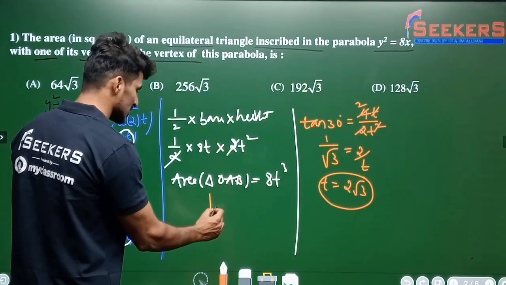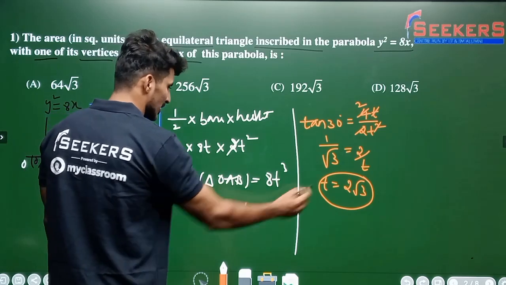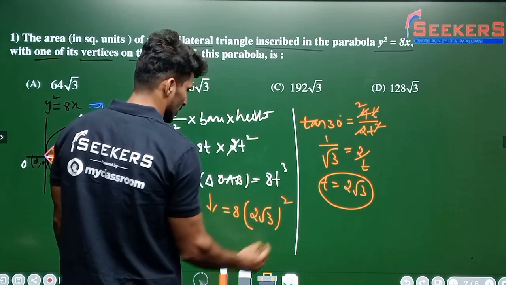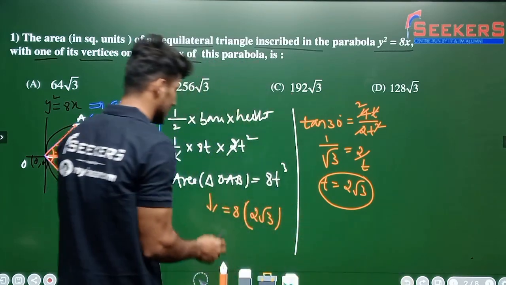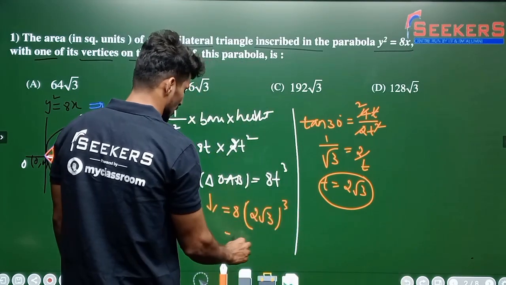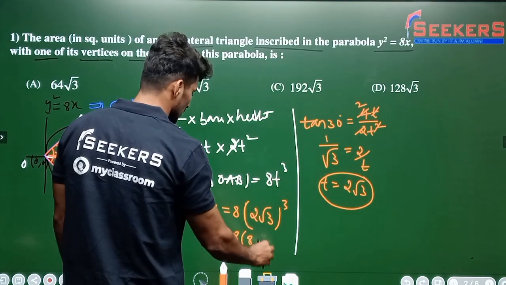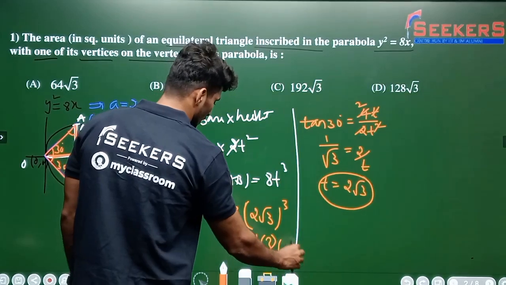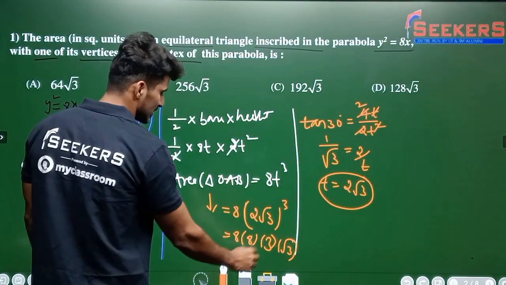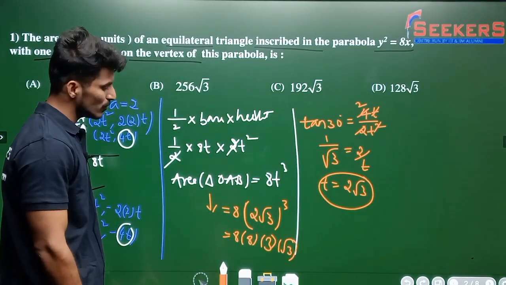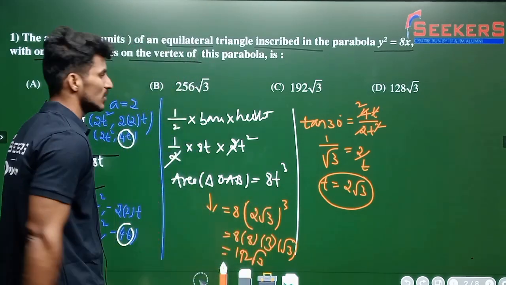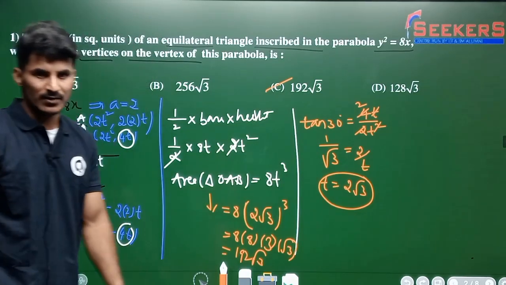Alright, so now we will find the area by substituting the value of t here: 8 into 2 root 3 whole cube. 8t cube I got, right? Yes. So now 8 into 2 cube is 8, and root 3 cube is 3 root 3. So 8 eights are 64, 64 into 3 is 192 root 3. So the final answer is 192 root 3. This is the area of the triangle.